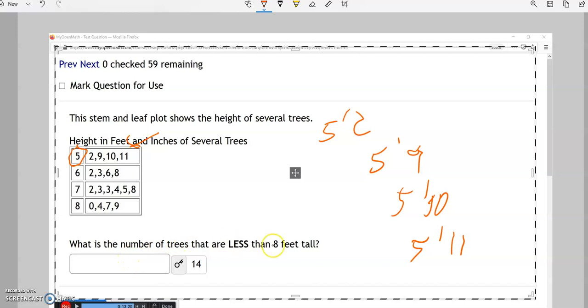So to answer the actual question, less than 8 feet tall, well, then you just add up all the data below 8 feet. So 1, 2, 3, 4. There's 4 in the 5-foot category, 5, 6, 7, 8, 6 in the 6-foot category, 7, 8, 9, 10, 11, 12, and then 1, 2, 3, 4, 14. So there's 6 in the 7-foot category, so 14 total. Okay, 4, 8, 9, 10, 11, 12, 13, 14.